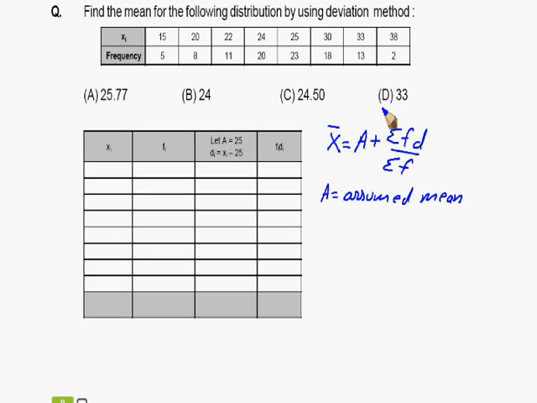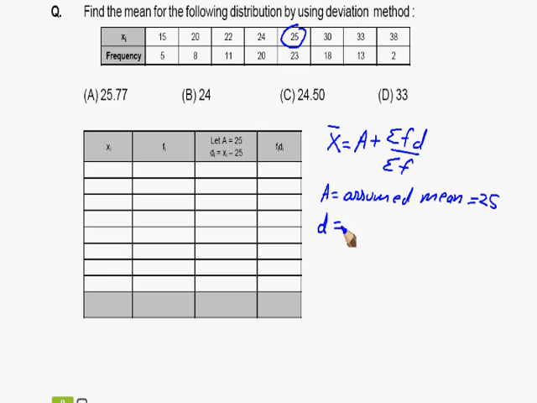So in the given observations, the observations are 15, 20, 22, 24, 25, 30, 33, 38. We can assume the mean from any of these observations. Basically we take the central values, so let's say 25 is our assumed mean.